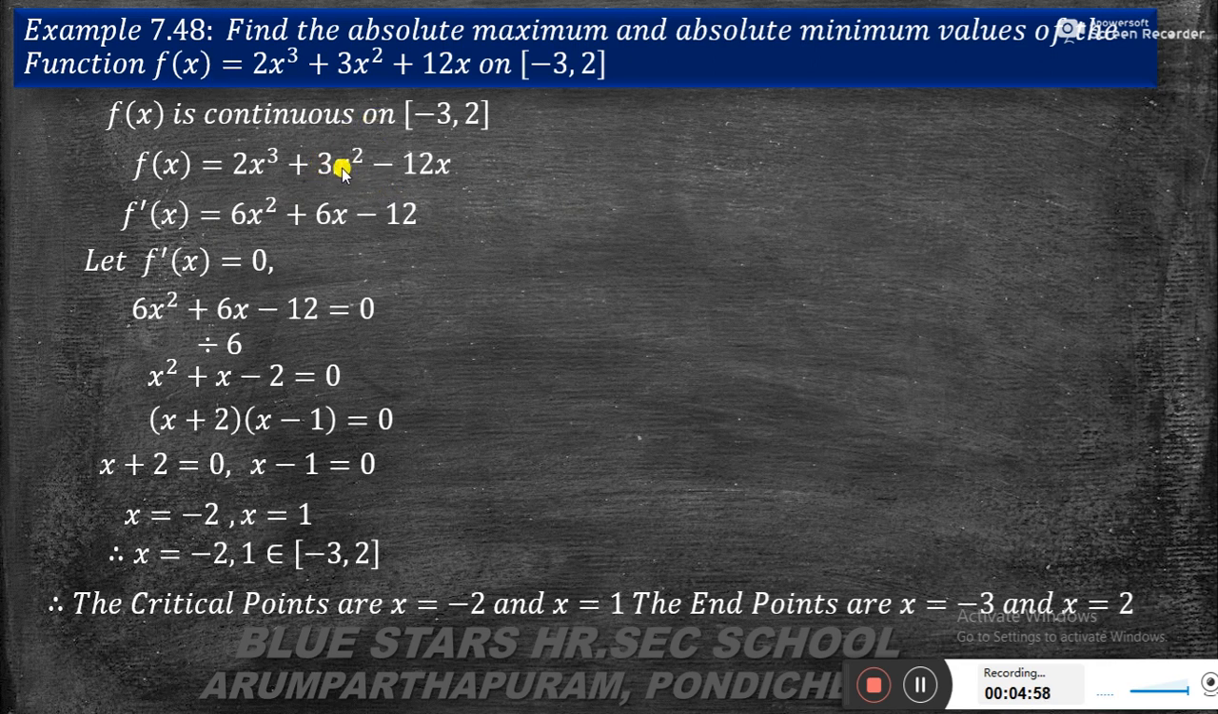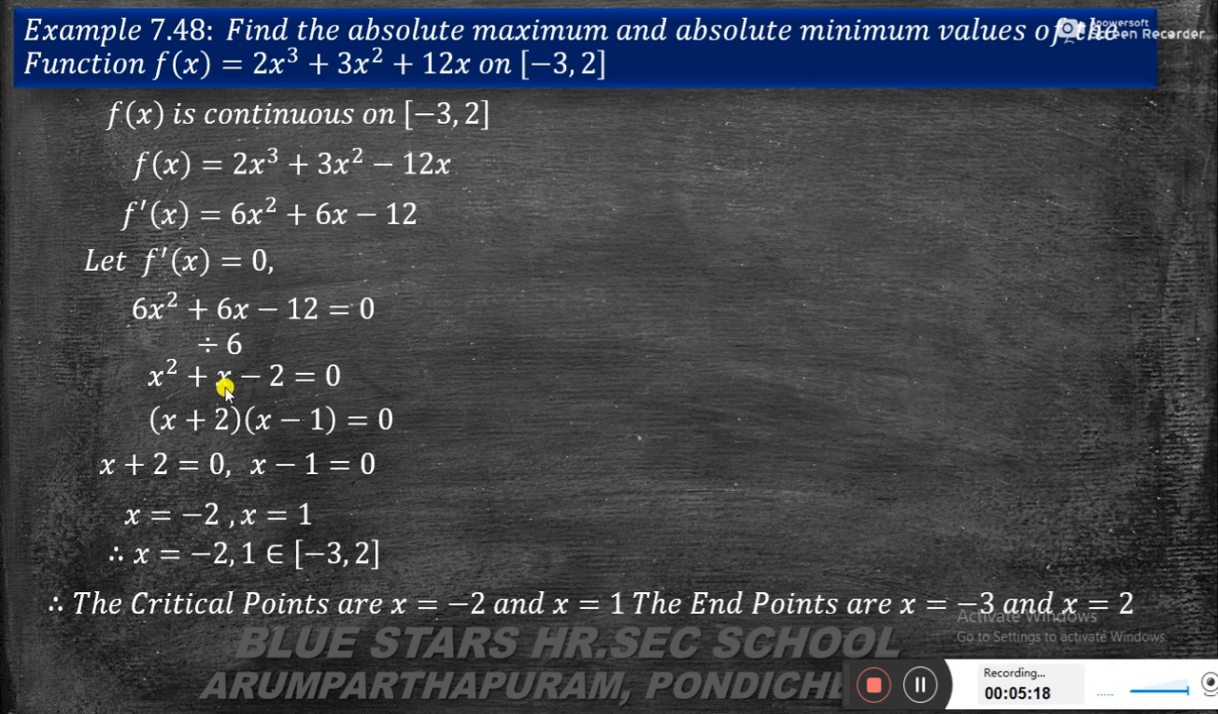Differentiation of x square is 2x, 3 into 2 is 6x, minus differentiation of x is 1, so minus 12. So next step I take f dash of x equal to 0. F dash of x equal to 0 means 6x square plus 6x minus 12 equal to 0, so divided by 6. So x square plus x minus 2 equal to 0.